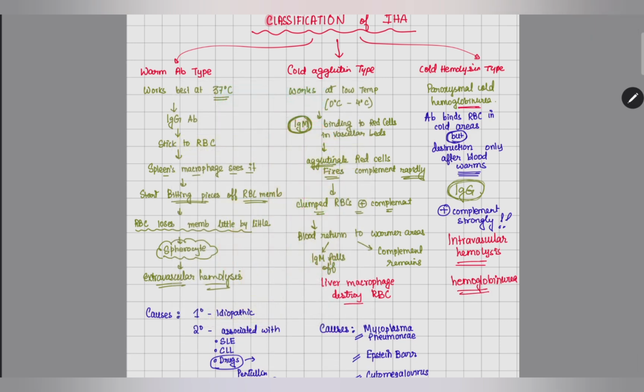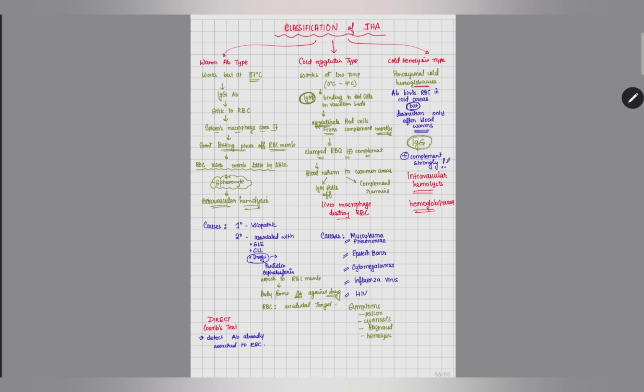So under the classification of immunohemolytic anemia, we have learnt about warm antibody type, cold agglutinin type, and the cold hemolysin type. The warm antibody type reaction works best at 37 degrees Celsius, and it is mediated by IgG antibodies, and it leads to extravascular hemolysis. The cold agglutinin type works best at low temperature around 0 degrees Celsius to 4 degrees Celsius, and it is mediated by IgM antibodies, and at the end it is destroyed by the liver and the macrophages due to the attachment of the complement remains.